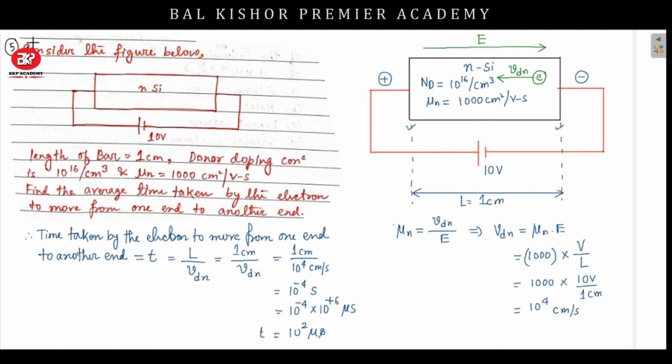So the time taken by the electrons to move from one end of the material to the another end of the material, यहाँ पे जो इलेक्ट्रॉन्स हैं those electrons will be moving in this direction. So ये वाले एंड से लेकर लेफ्ट एंड तक आने के लिए जो टाइम चाहिएगा that is 10 square microsecond. So this is the fifth numerical. In this fifth numerical, we have calculated the average time taken by the electrons to move from one end to the another end. Now let's move to the next numerical.